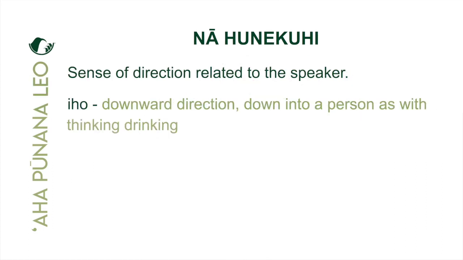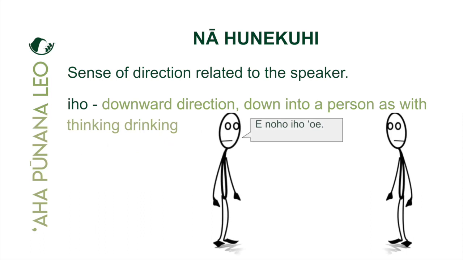Maikai. And the last hune kuhi is iho. And iho again is in a downward direction, down into a person as we're thinking or drinking. Okay, so let's take a look at the illustration for this one, the animation for this example of iho. We have two people, and one of them, the speaker, is saying, E noho iho oe. So he's talking to the person on the right. You are going to noho in a downward direction. Right. And of course, when you noho, you're going downward. But the iho just helps to clarify the sense of direction related to the speaker. E noho iho oe.